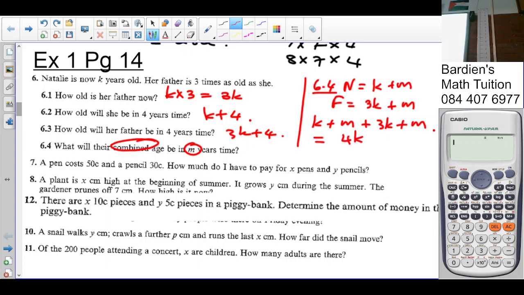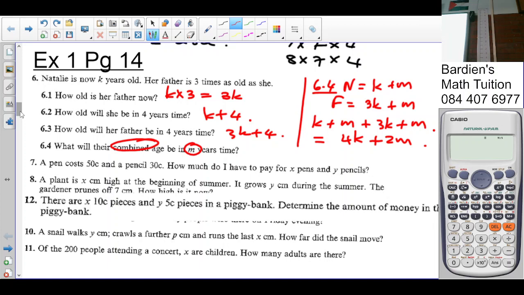So in other words, that's going to give you 4K. And you have an M plus an M. M2 or 2M? The number goes first. Okay. You guys got it? So K plus 3K is going to give you 4K, and M plus M is going to give you 2M.